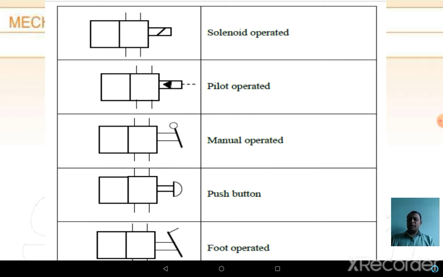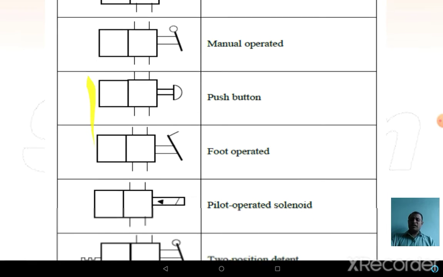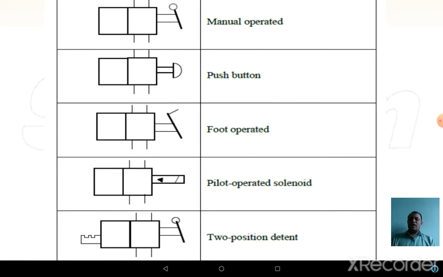If it is manually operated, two rectangles will be there, and to the side of the rectangle another horizontal rectangle will be there. For that rectangle, a lever will be represented, which indicates manual operation. For a push button, a knob type or semicircular push button will be represented. If it is by means of the foot, a lever with a foot pedal will be represented. In some cases, 2 or 3 different methods are applied.